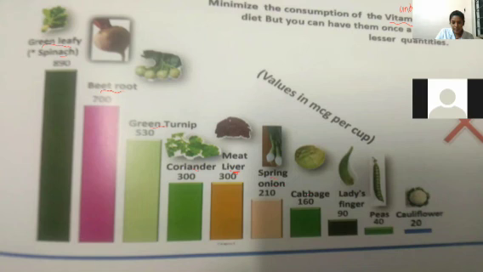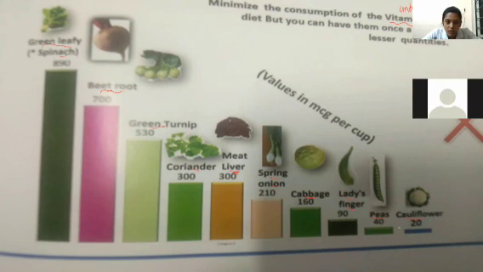Spring onion, cabbage, lady's finger, peas and all are very less. Cauliflower also very less. So this spinach and all the patient should avoid. The other things have only a very small amount of vitamin K present, so the patient can take them weekly once or in very limited amounts.